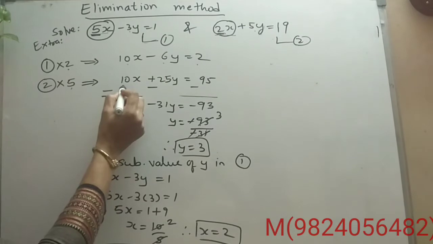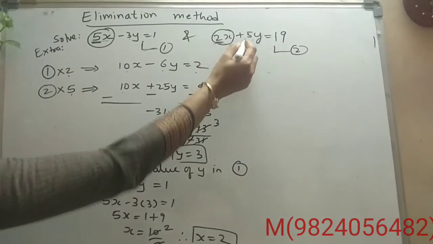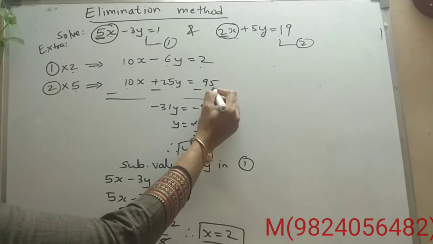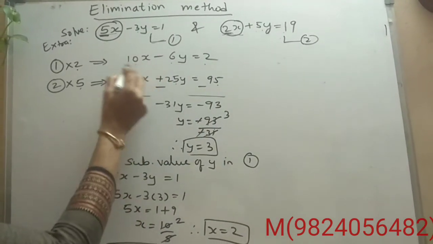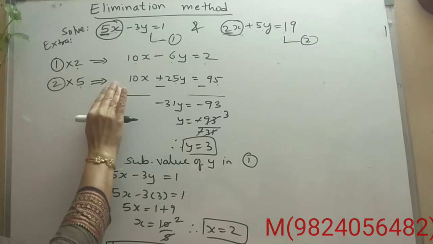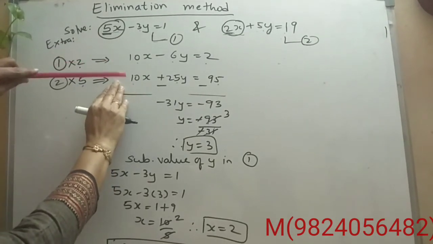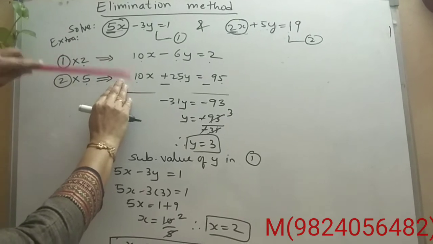2 5s are 10, 5 5s are 25, 19 5s are 95. Now you can see the coefficients are same, but the sign is also same. You can see here it is plus 10, here also plus 10. So you can't cancel both the terms.